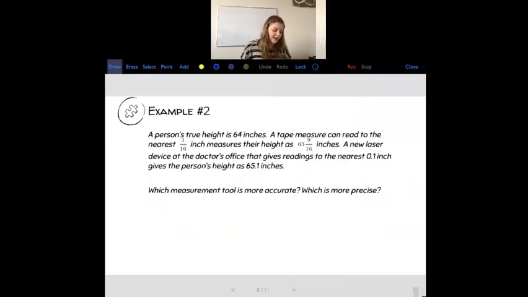Example 2. A person's true height is 64 inches. A tape measure can read to the nearest 1/16 of an inch and measures their height as 63 and 9/16 inches. A new laser device at the doctor's office gives readings to the nearest 1/10 of an inch, or 0.1 inch, and gives the person's height as 65.1 inches. Again, which measurement tool is more accurate and which is more precise? So I wanted to talk about this problem for a couple of reasons.